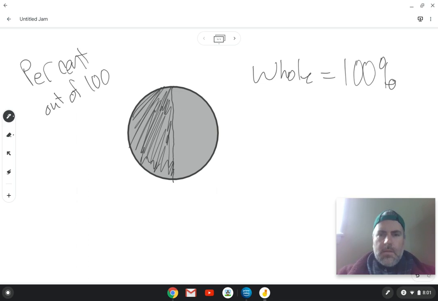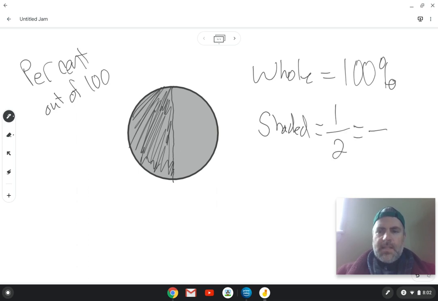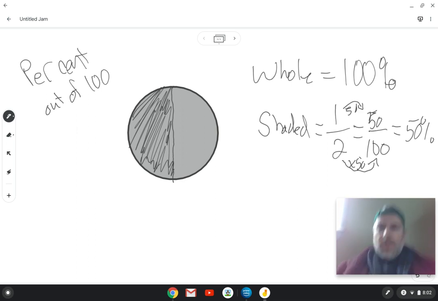Okay, so the shaded part, in this case, is 1 out of 2 parts. If you want to know the percent, it's how many out of 100. So look at the relationship here, going from 2 to 100. What was the mathematical operation that brought me from 2 to 100? We're multiplying by 50. Multiply this by 50, and you get 50 out of 100, which is 50%. So 1 out of 2 parts is 50%.